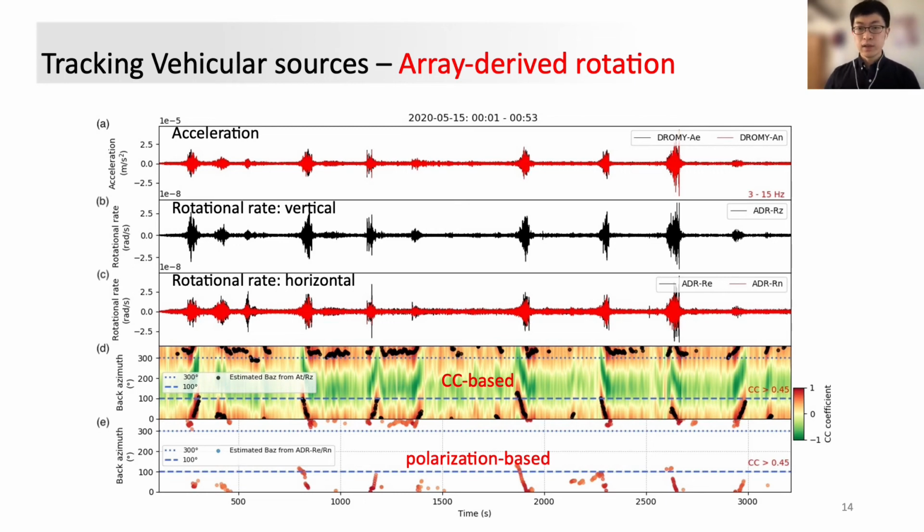As shown in figure D and E, the estimated back-azimuth variation from either SH or Love waves or Rayleigh waves are not only self-consistent, but also in good agreement with those from the 6 degree of freedom point measurement.